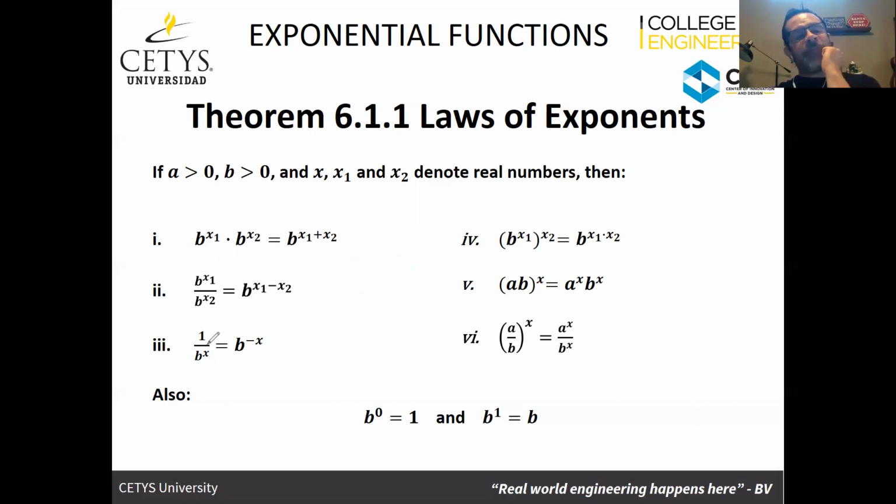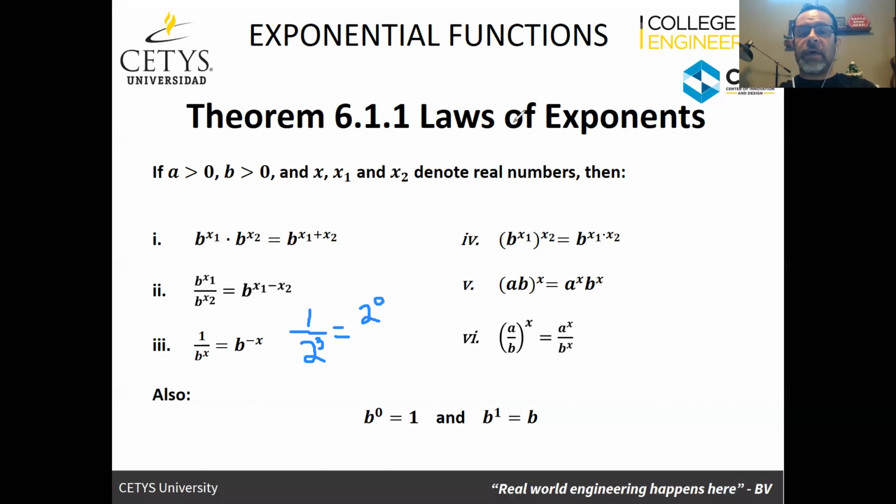The other is that if I have 1 divided by an expression that has an exponential, that's the same as having the base elevated to the negative of the exponential. And this is actually very simple to demonstrate. So if I, for example, have 1 divided by 2 to the 3, then this is equivalent to 2 elevated to the 0 divided by 2 to the 3.